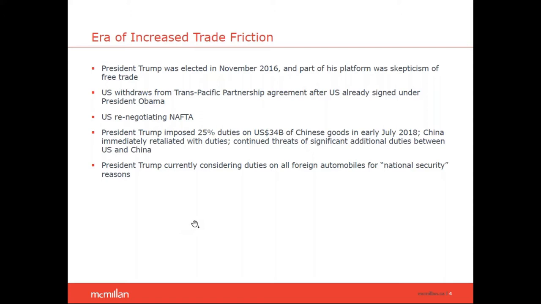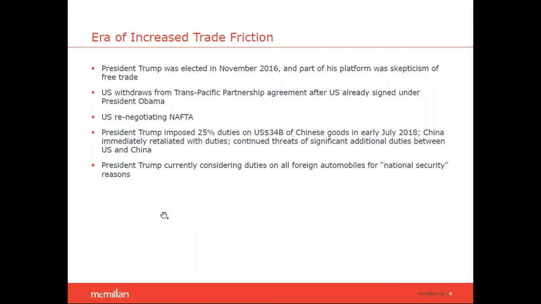The U.S. is renegotiating NAFTA, as everyone may know. I think that's a very important topic that will come up a little later in my presentation. Then President Trump has already imposed 25% duties on $34 billion worth of Chinese goods. And that happened in early July because the United States doesn't like how China is treating some of its intellectual property. China retaliated with duties in the same amount. And just yesterday, in fact, another round of duties between the two countries, I think in the amount of about $16 billion U.S., was announced, and that's all going to come into force, I think it's August 23rd.